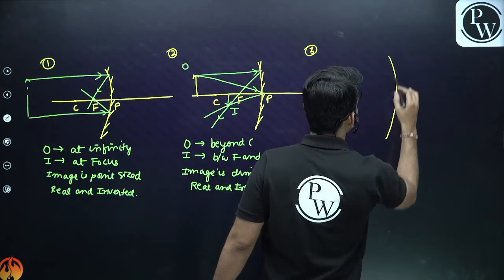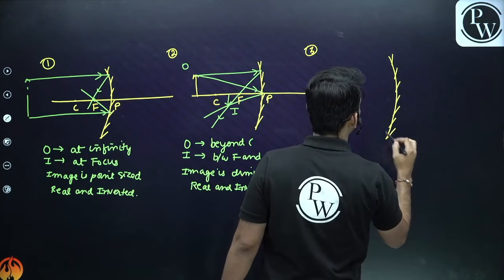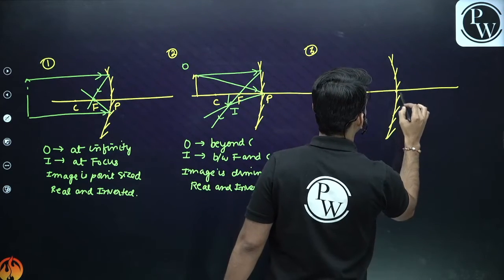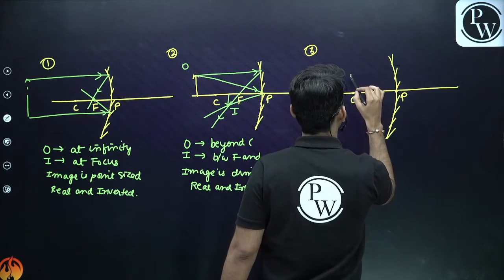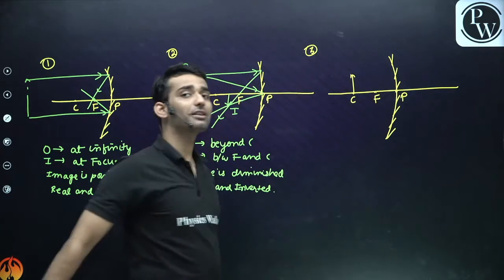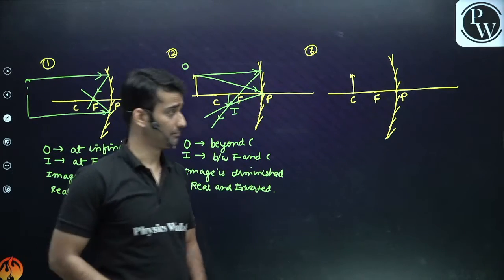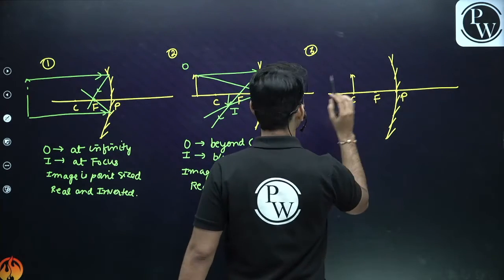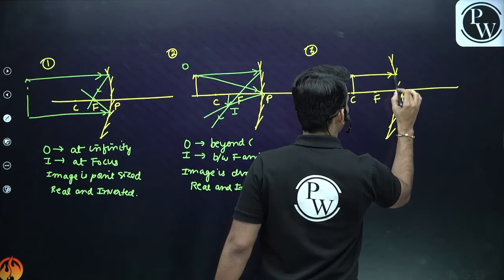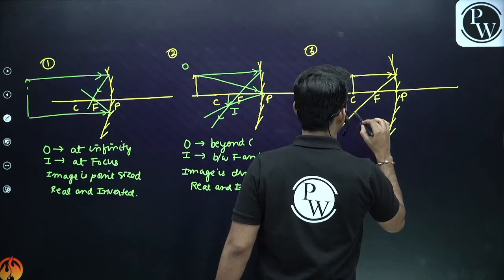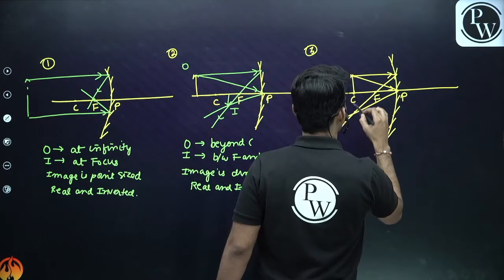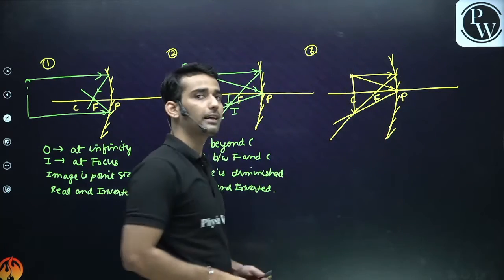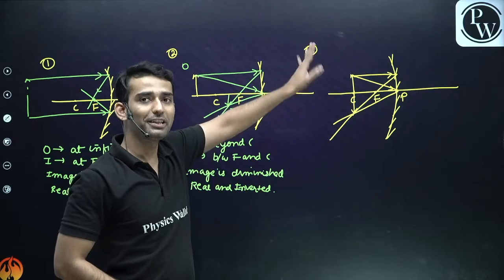What could be the third case? Bring the object now more closer to the mirror. This is the pole, this is the focus, this is the center of curvature. Now the object will lie on the center of curvature. What will happen? The first ray, again parallel to the principal axis, will meet here. The second ray is oblique incidence, it will meet here. So guys, you can see the object and image are right on top of each other here.